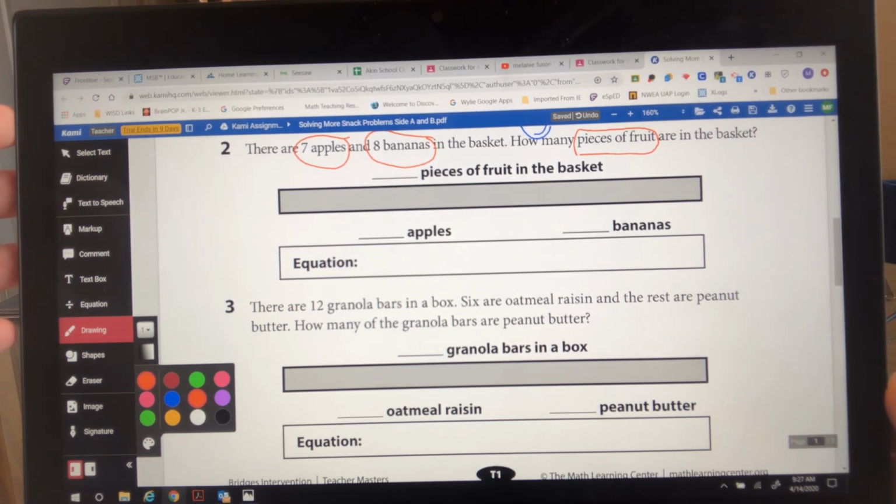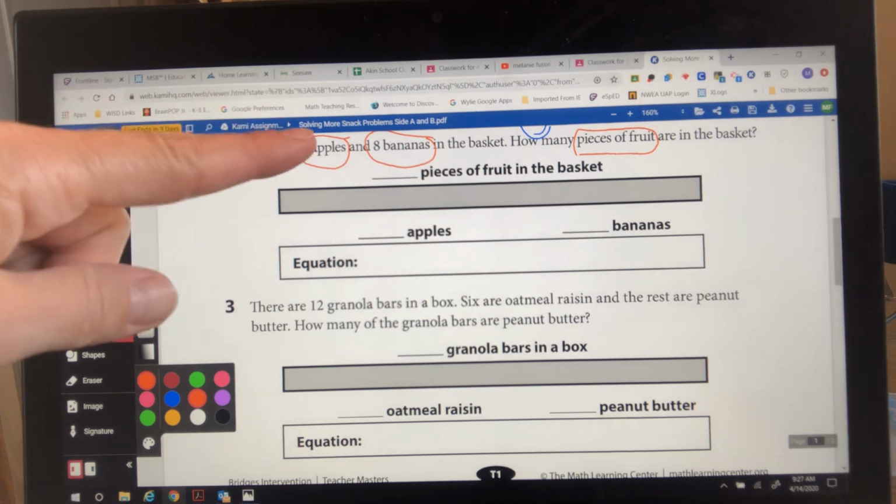So in my head, when I'm thinking about the story, I can see a bunch of fruit in a basket. I can see that part of them are apples, part of the fruit is bananas. I did not get more fruit in this story, and fruit did not go away. It is not a change problem. But rather, I've got 2 parts of fruit in my basket.